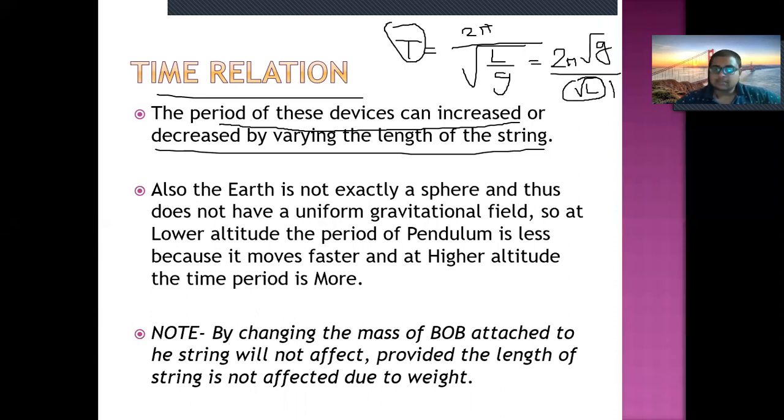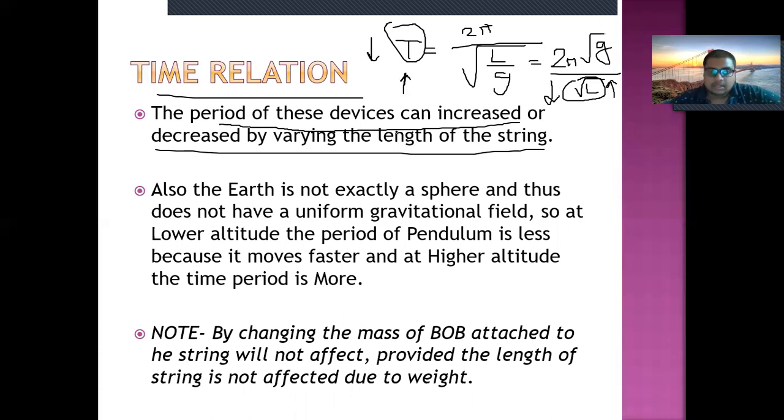If you increase the value of g over here, then the time period will decrease, because the denominator is increasing, right? If this value is increasing, the whole value goes down. And if you decrease the length of the pendulum, then the time period will decrease; if you increase the length, the time required will increase.